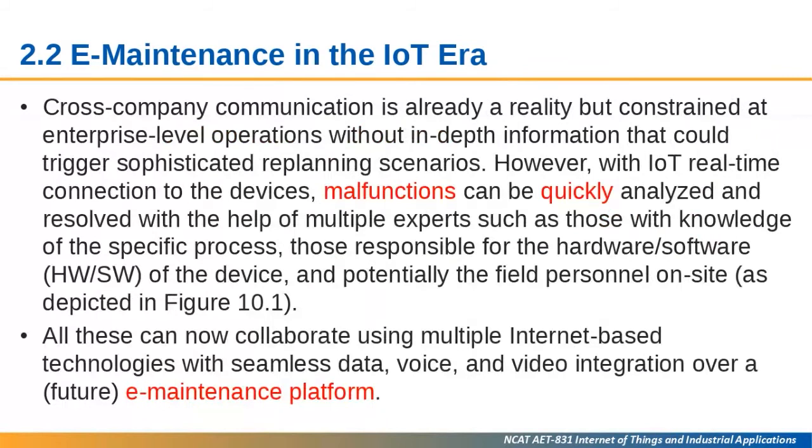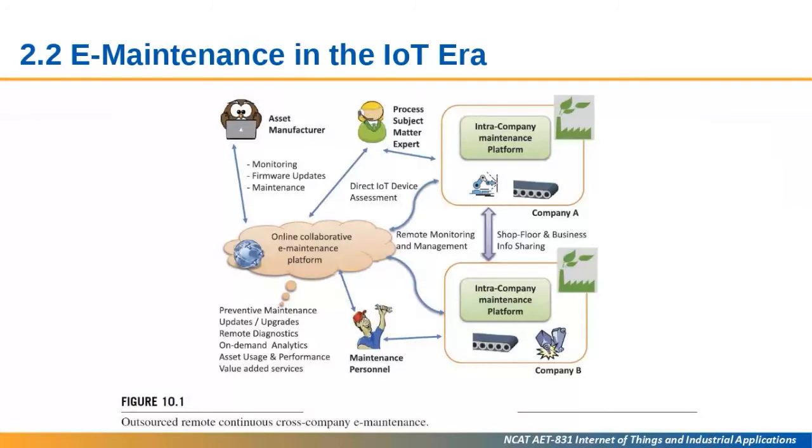And with e-maintenance, cross-company communication is enhanced with IoT real-time connection to devices, so that malfunctions can be quickly analyzed and resolved. And all this can now collaborate using multiple internet-based technologies with seamless data, voice, and media integration over an e-maintenance platform. So an illustration is shown here.